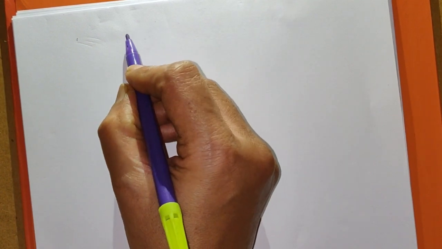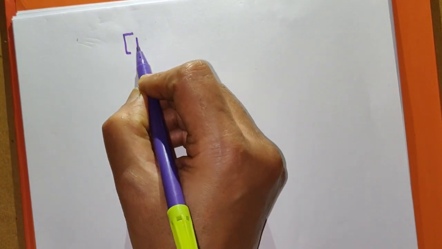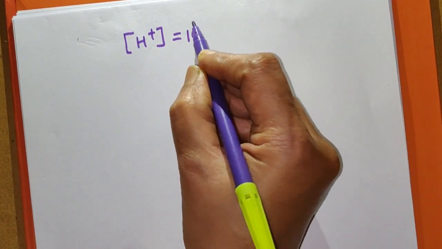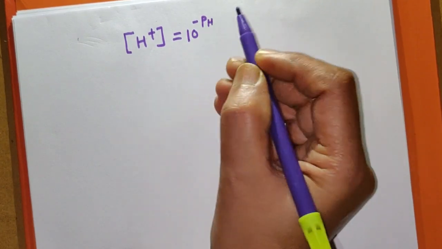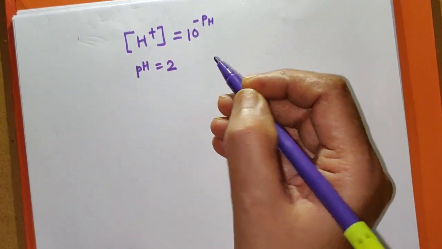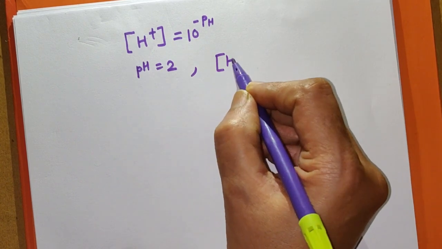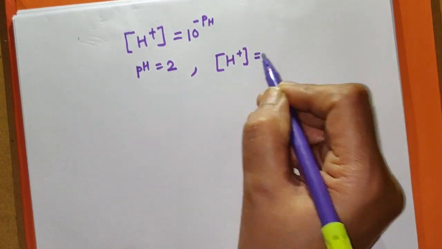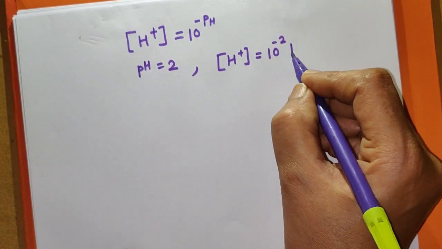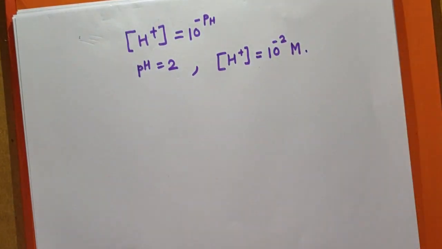We have the formula: concentration of H+ is equal to 10 raised to minus pH. Suppose pH of the solution is 2. So what is the concentration of H+? It will be equal to 10 raised to minus pH, meaning 10 raised to minus 2 mole per dm cube, or you can say molar.